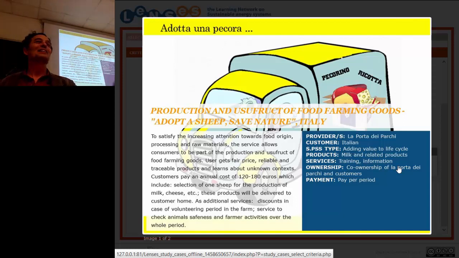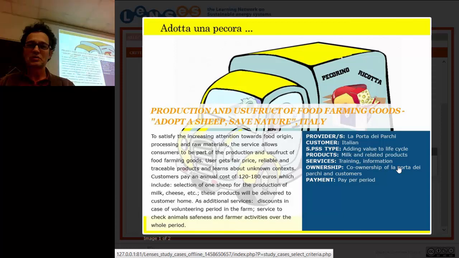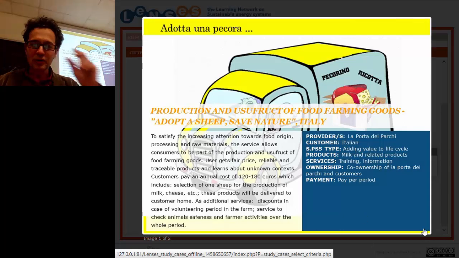And so you pay something, and then all the produce of the sheep comes to you, but you help the farmer who is taking care of the sheep, because some of those sheep are very peculiar and are going to disappear, because now we are only having one type of sheep, one type of cow, but these are maybe making very nice cheeses and so on. So this helps to promote and preserve the local. So if you want to adopt a sheep, be aware that you can do even that.